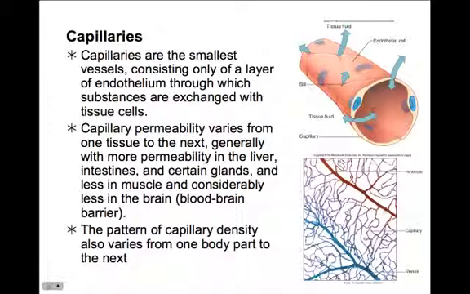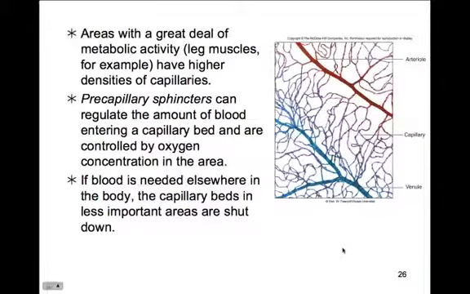In this figure, you can see how an arteriole delivers blood, and it branches off into many capillaries. Nutrients are passed out through the capillary walls into the tissues, and wastes are picked up here and then returned into the venous system. Areas with a high amount of metabolic activity, like leg muscles, for example, have a much higher density of capillaries because they need much more oxygen delivery to do their function.